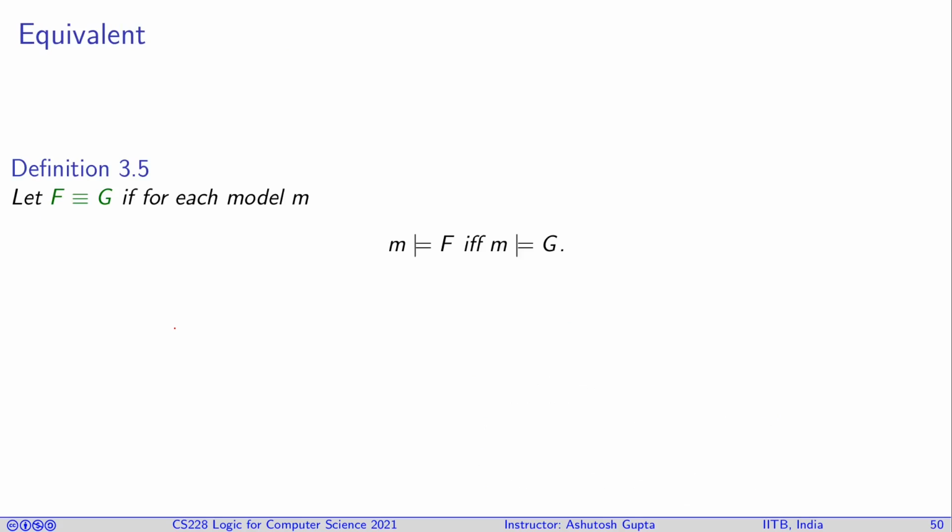So let's have more definitions, and we say that F is equivalent to G if for each model M, M satisfies F if and only if M satisfies G. For example, these two formulas are basically stating the associativity of a simple disjunction, and say that no matter how you pair the parts, you're going to get the same result, and therefore they are equivalent.